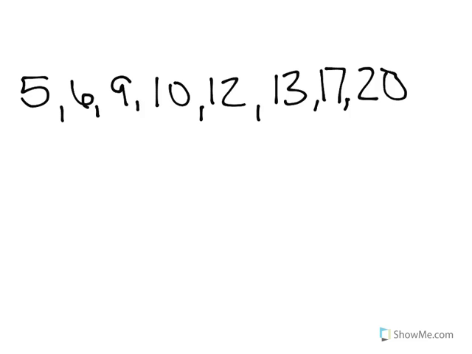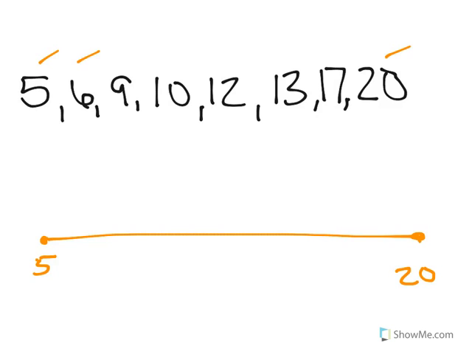One more example. This time, as you can see, I've gone ahead and put them in order from least to greatest. 5 and 20 are not outliers. Maybe a little closer, but definitely not outliers. So I'm going to go ahead and label them, 5 and 20. Now, let's go ahead and find our median.